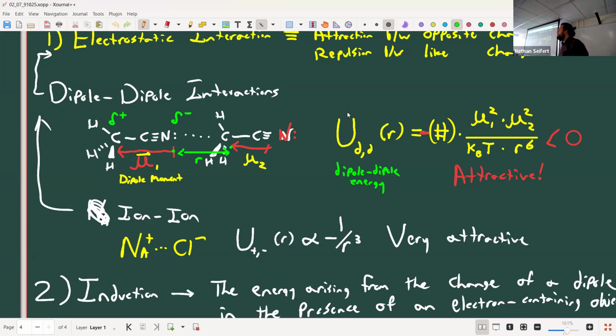Well, what about attractions between things that don't have dipole moments or aren't polarizable? Things that are in some sense not sticky at all. Can we talk about covalent bonds? No, because that's not an intermolecular interaction. That's an intramolecular one. Oh, right. Okay. Next semester, we'll talk about bonds.